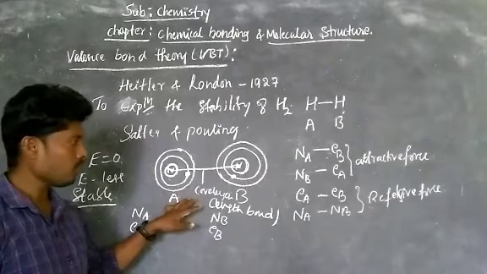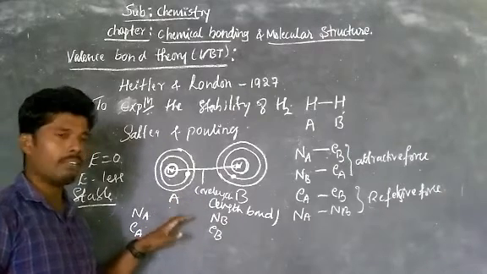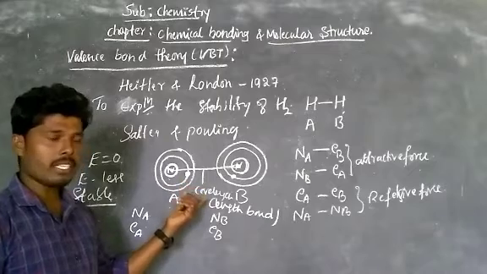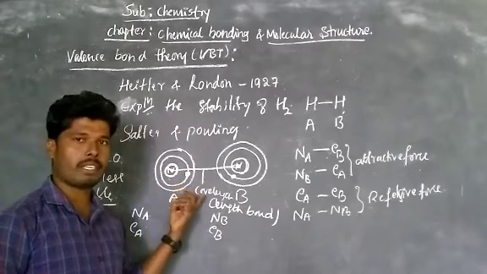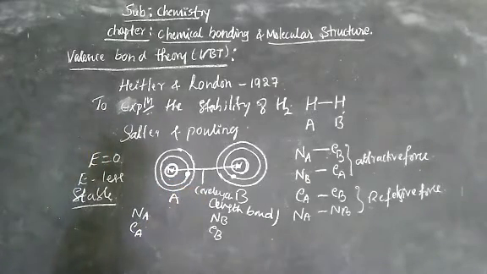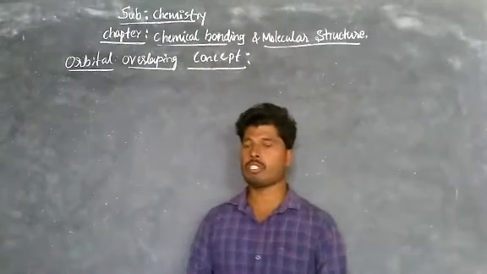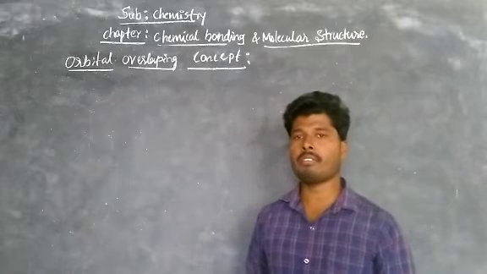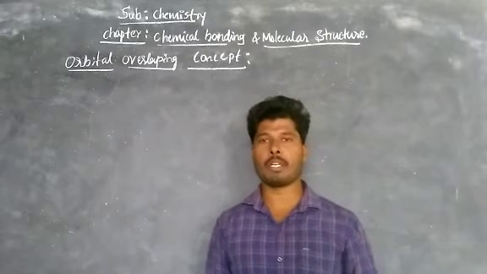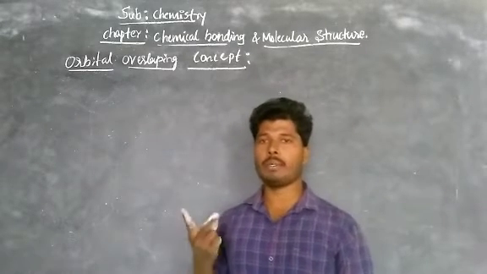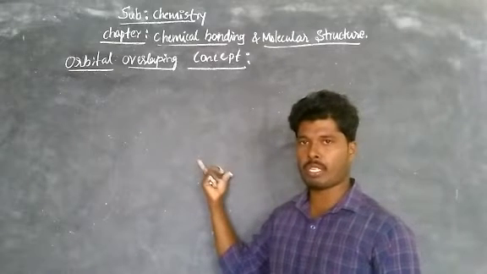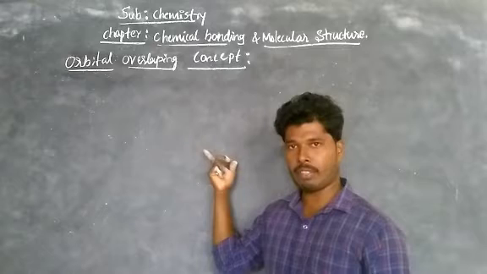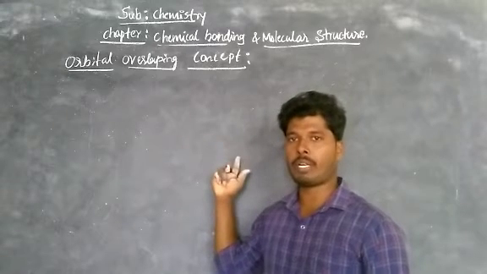Got it? Now we are going to study the formation of a covalent bond by overlapping of orbitals, that is the orbital overlapping concept. The next concept is the orbital overlapping concept. You know, in valence bond theory, how the hydrogen molecule is formed. When two hydrogen atoms come close to each other, at that time the minimum energy is present between the two atoms. They form a covalent bond.